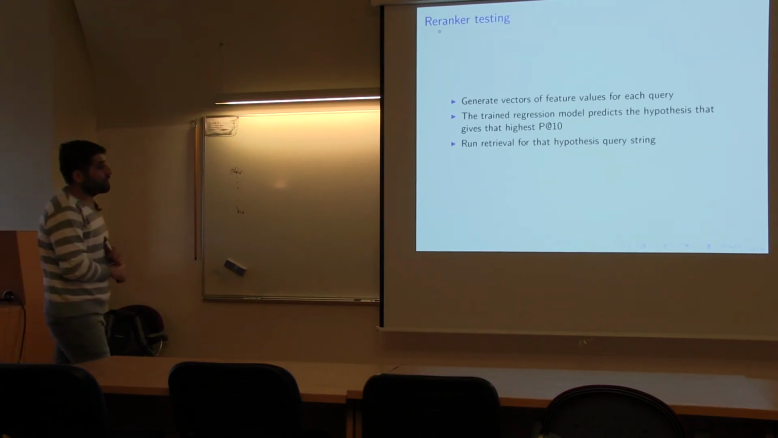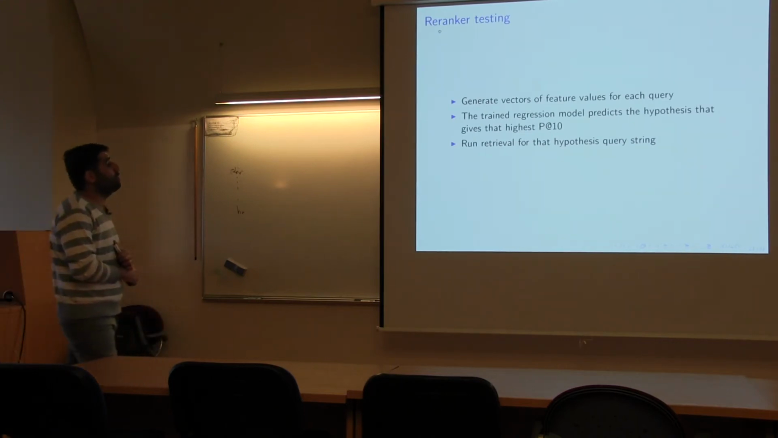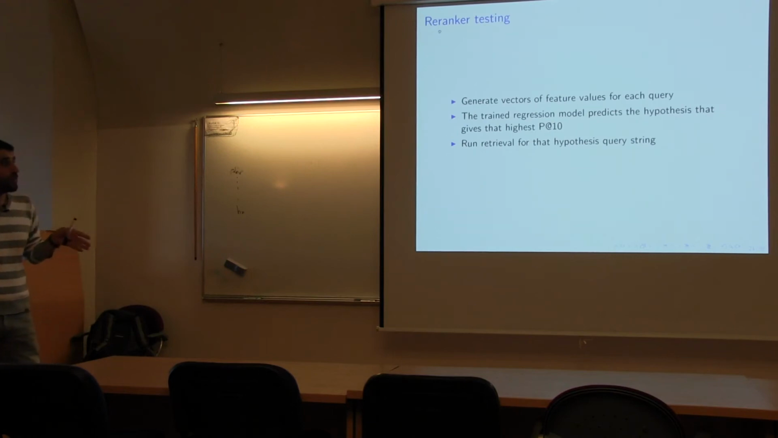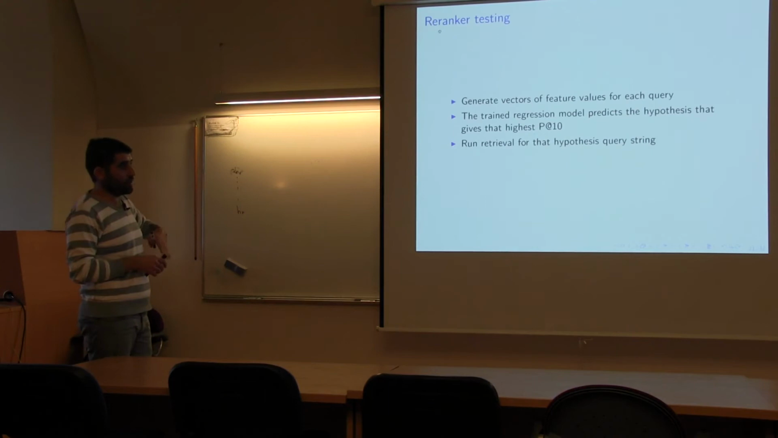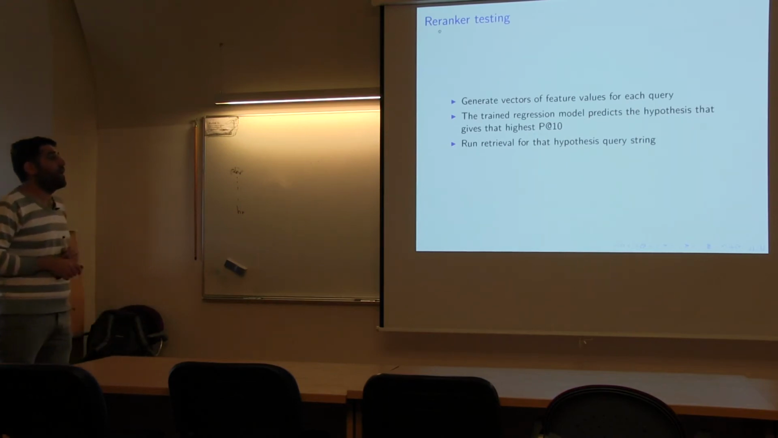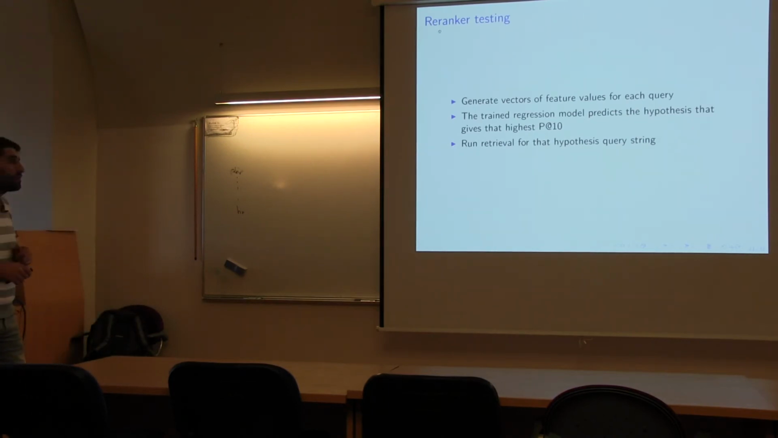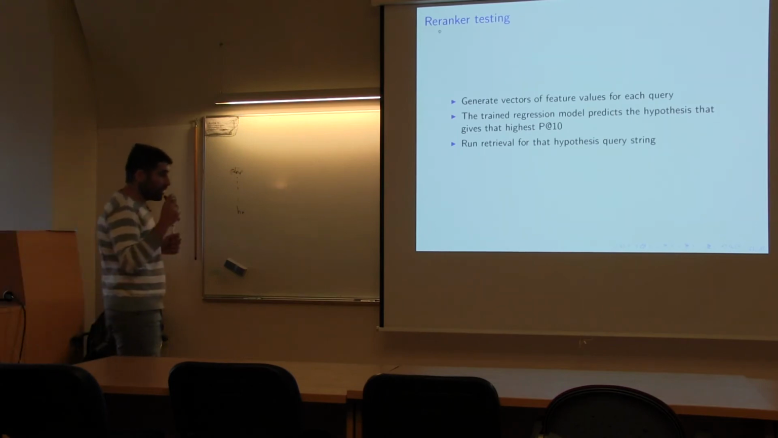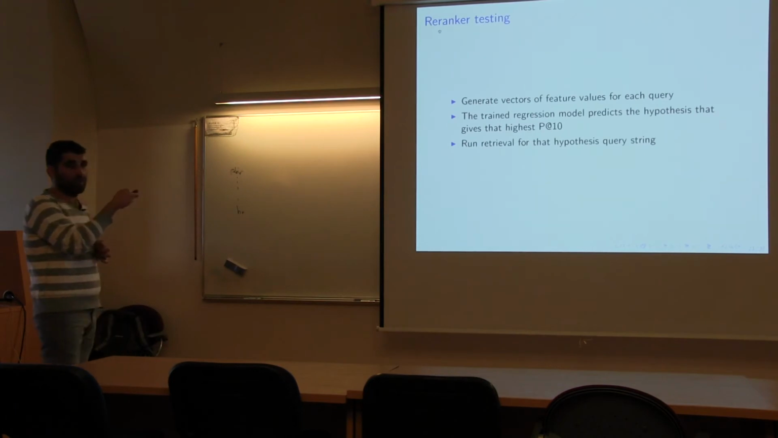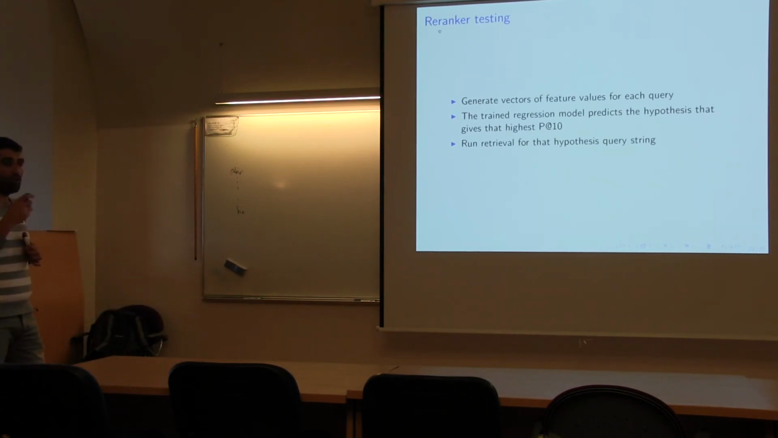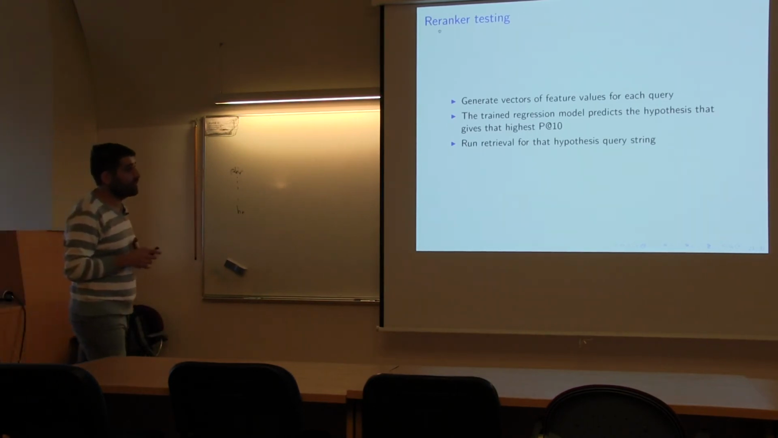Now, for the final test, we generate a vector for each hypothesis of each query, and we train a regression model. This regression model can predict, for each hypothesis, how much P at 10 will be when using that hypothesis.